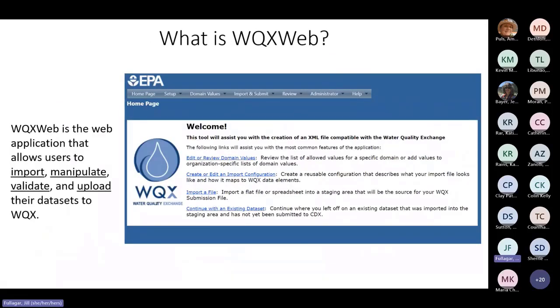So that WQX web feature that I talked about, it's an application that allows users to import, manipulate, validate and upload their data. So if your formats are all over the place, you can use this to pull it all together so that it goes into that standardized format. We do have templates available that you can use as well.